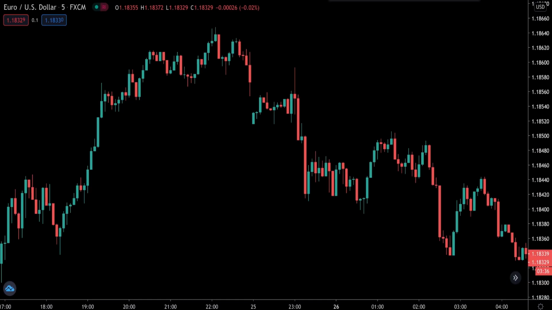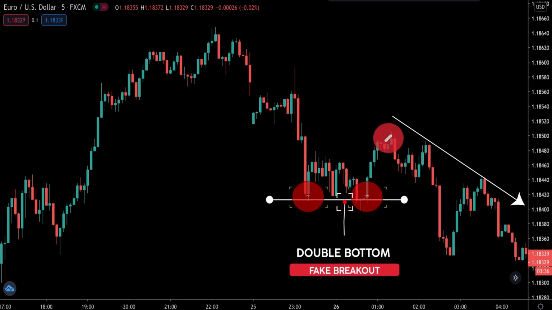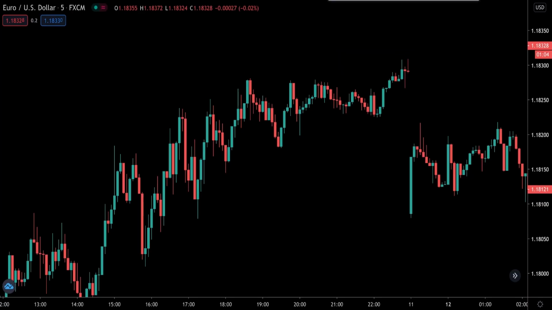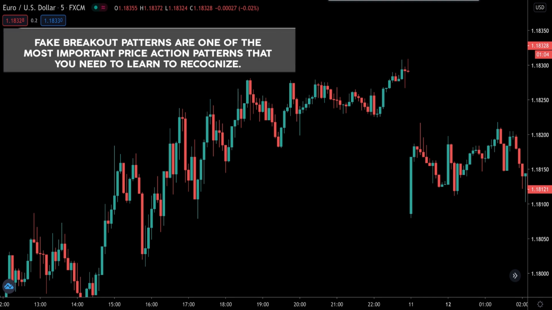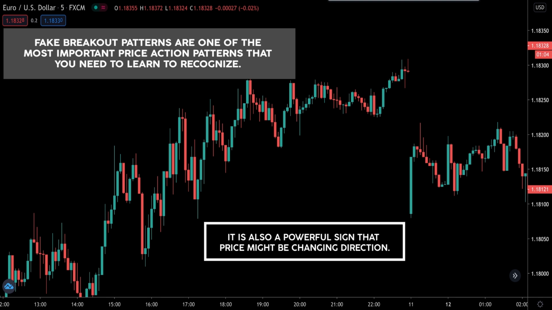A relatively common variation of the double top or double bottom is that it has a fake breakout. Here are some examples of how this looks. Fake breakout patterns are one of the most important price action patterns that you need to learn to recognize. Recognizing them in real time will prevent you from entering the breakout and being caught on the wrong side of the market. It is also a powerful sign that price might be changing direction.